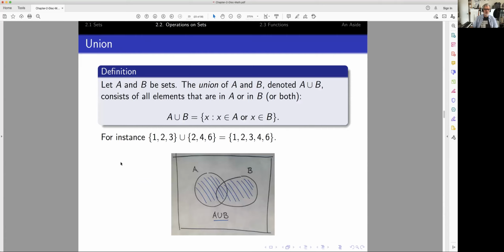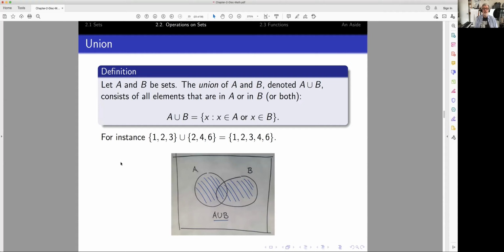First definition, the union. Very simple. So I have two sets, A and B. What is the union of A and B? It's a new set. The notation is A ∪ B, called A union B. How do I tell you what a set is? I have to tell you what its elements are. So what are the elements of A union B? These are the elements which are either in A or in B.